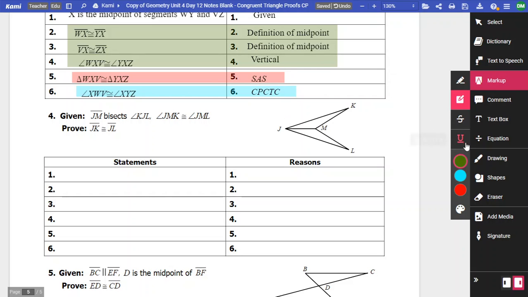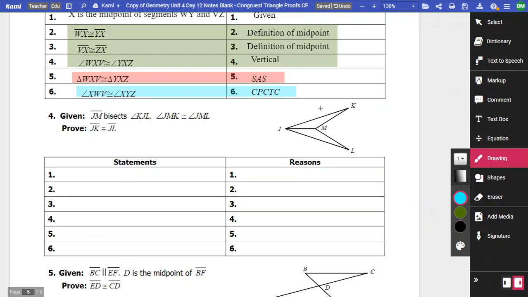So JM is going to bisect KJL. I guess first I should see what we're trying to prove. We're trying to prove that JK and JL. Whoops, that's not the right thing. I want the drawing tool. So we're trying to prove here in this light blue that JK and JL are congruent. And to do that, if we can show these two triangles are congruent, then we'll be in business.